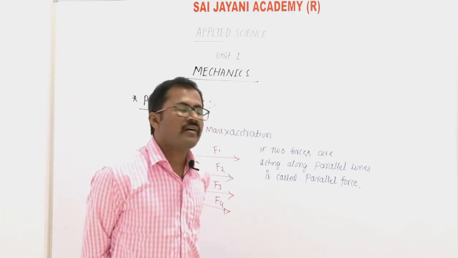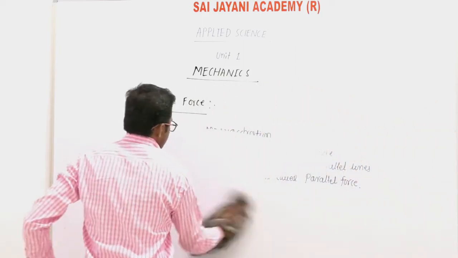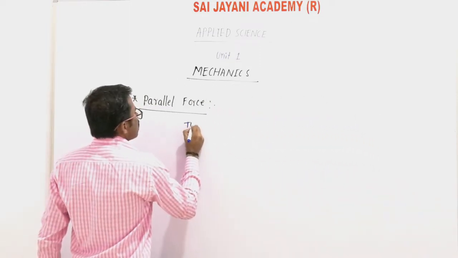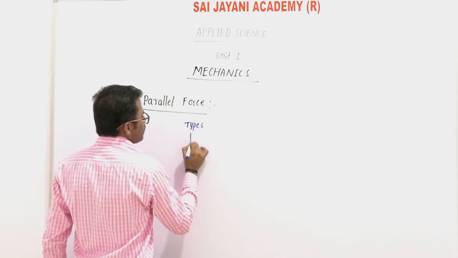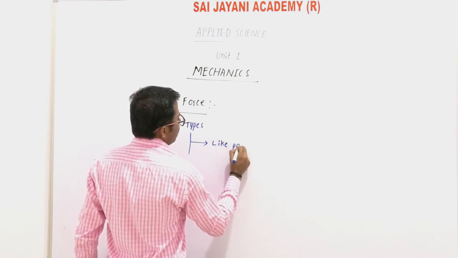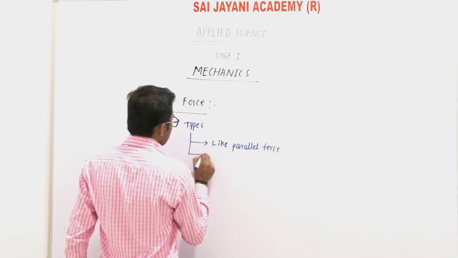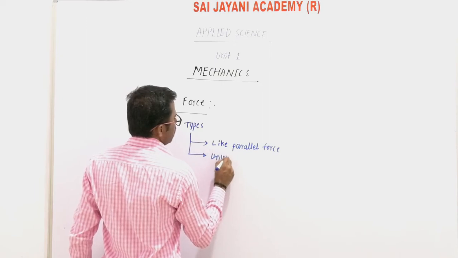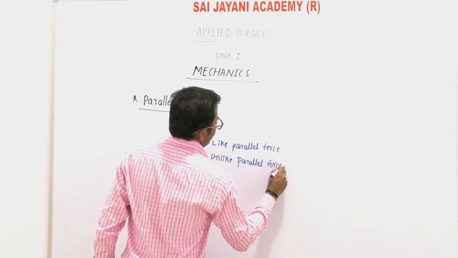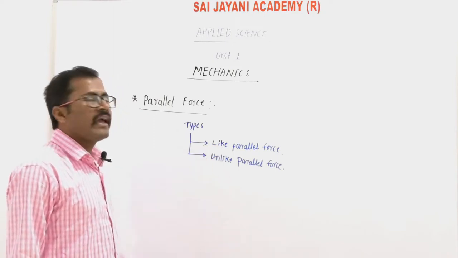Then what are the types of parallel forces? Then next is types of parallel forces. There are mainly two types. First, like parallel force. Second one, unlike parallel force. So there are mainly two types in parallel force, like parallel force and unlike parallel force.